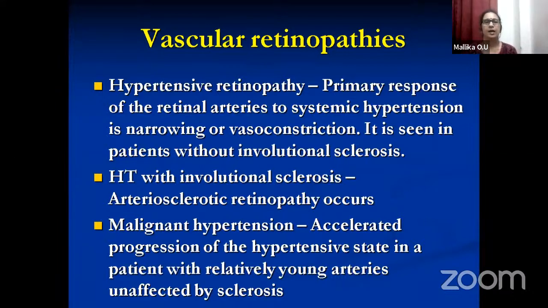Now we come to hypertensive retinopathy. The primary response of the retinal arterioles to systemic hypertension is narrowing or vasoconstriction. I told you the normal arteriovenous ratio is 2:3. So in patients with hypertensive retinopathy, there occurs narrowing of the retinal arteries. The whole retinal blood vessels become narrowed, either focally or generalized. The typical findings of hypertensive retinopathy occur if the patient does not have changes of atherosclerosis, or it occurs in young patients.